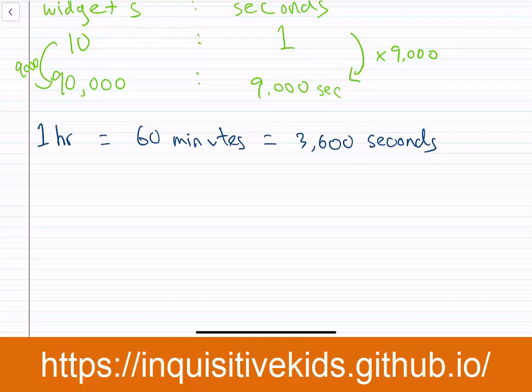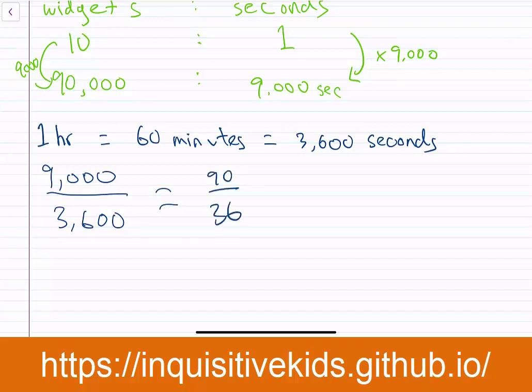Which means we have to divide 9,000 seconds over 3,600 seconds. Now we're going to simplify this. We end up with 90 over 36, which is the same thing as 45 over 18, which is the same thing as 5 over 2.